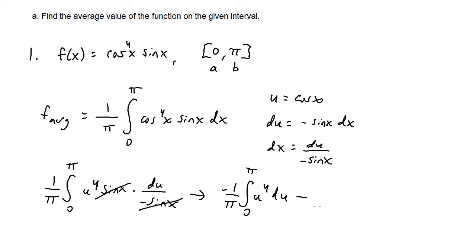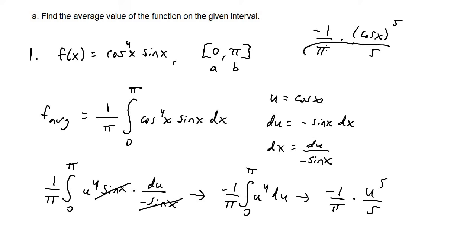Now the integral of u to the fourth is u to the fifth over 5. Don't forget we do have negative 1 over pi outside the integral as a constant. And then now I can go ahead and replace back my u. So if I write up here, we have negative 1 over pi times cosine of x to the fifth power, because remember u is taken to the fifth power, and then divided by 5. And then I'm just going to go ahead and combine the 5 and the pi. So I'll rewrite it as negative 1 over 5 pi times cosine to the fifth x. And now we can go ahead and evaluate from our bounds of 0 to pi.